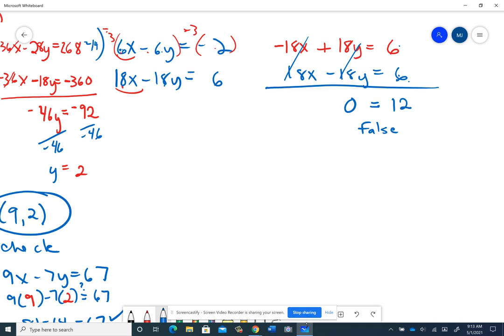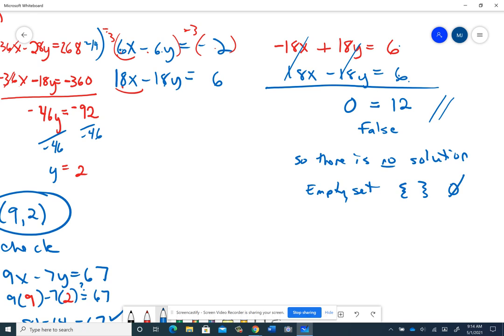It's a special case. What's going on is those lines were parallel. So there is no solution. Okay, empty set would be okay to write, or null set would be okay to write. Okay, the solution is the empty set. Nothing works. That's what you're saying. Nothing works.